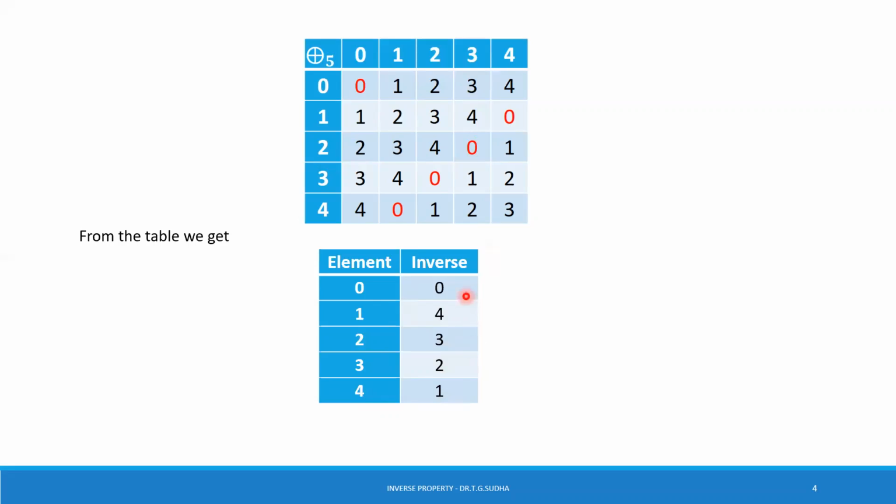Therefore, an inverse exists for each and every element in G. Therefore, it follows that G has every element invertible. So, for each and every element in G, the inverse exists.